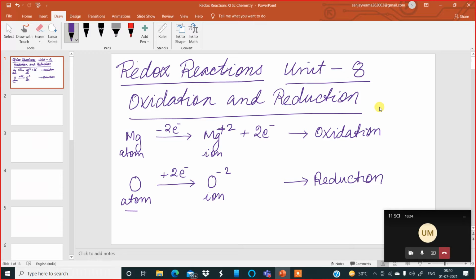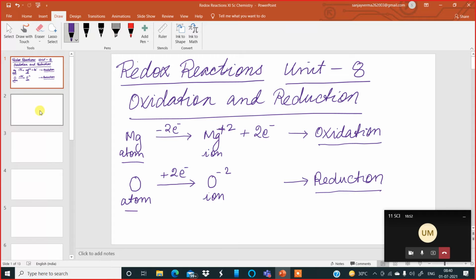Now, redox reaction, unit 8, oxidation and reduction. Okay, so I think I'll repeat this once more. An atom of magnesium losing 2 electrons is becoming Mg plus 2, magnesium ion. This is oxidation. Whenever there is loss of electrons, it is oxidation. And in the case of the oxygen atom, it is gaining 2 electrons, forming the oxide ion, O minus 2, and that is reduction.